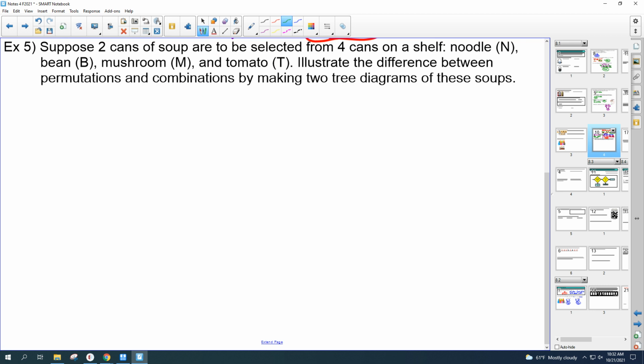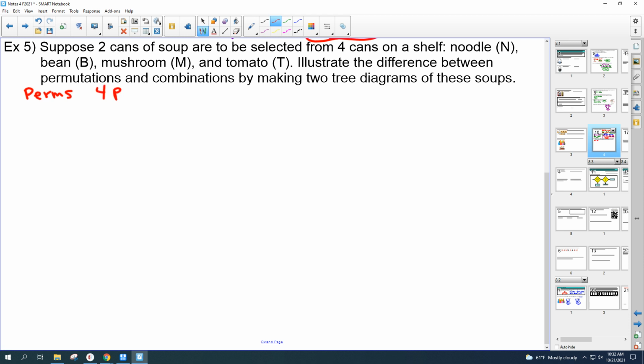Number 5, suppose 2 cans of soup are to be selected from 4 cans on a shelf: noodle, bean, mushroom, and tomato. Illustrate the difference between permutations and combinations by making 2 tree diagrams of these soups. Okay, so this is, I don't know, kind of a silly question. But we've got permutations. And so there's 4 cans, I'm picking 2. It's 2 out of 4, right?